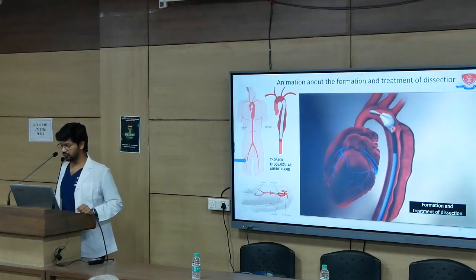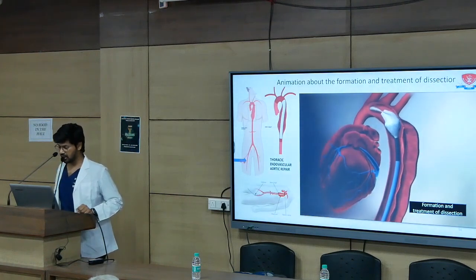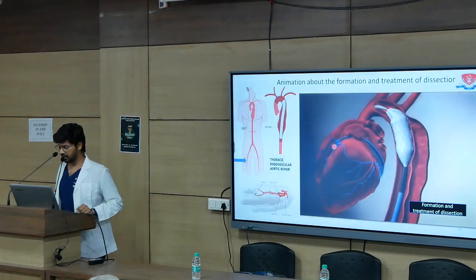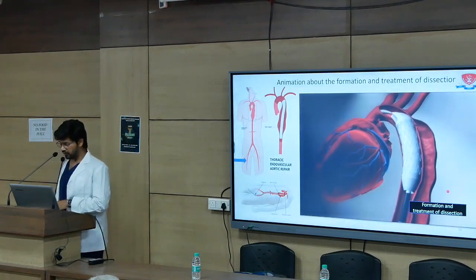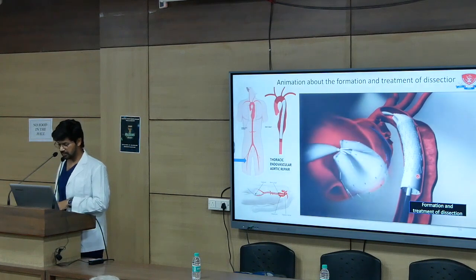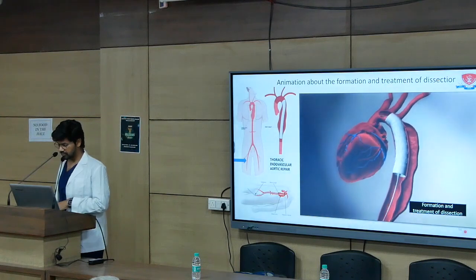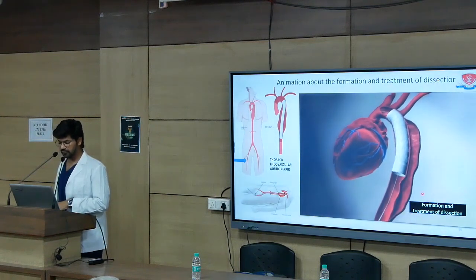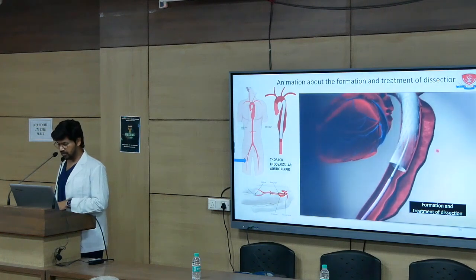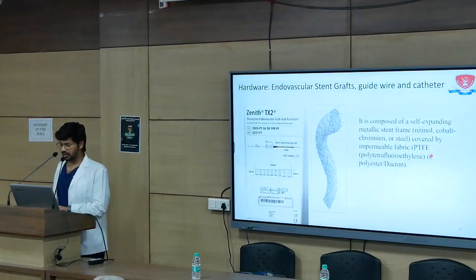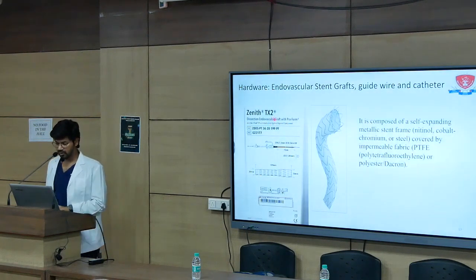In our case, we used the femoral artery access, through which the true lumen was cannulated with the help of a guide wire and catheter. Now we are negotiating the guide wire. Once we confirm that we are in the correct position, we deploy our stent. This is the hardware device which we are using. It is a Zenith TX2 endovascular graft, a self-expanding metallic stent frame covered by impermeable fabric.